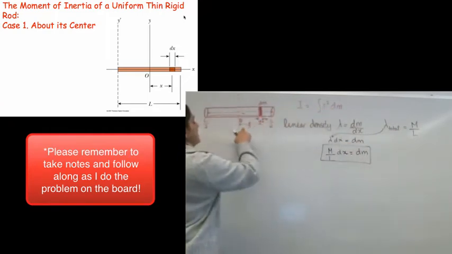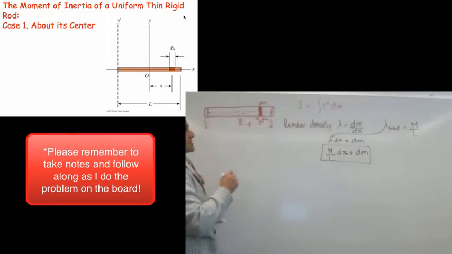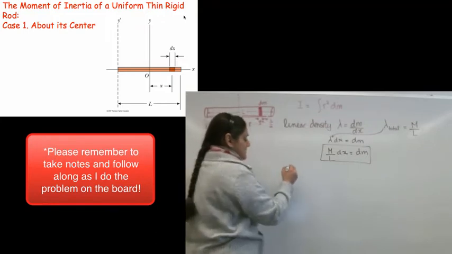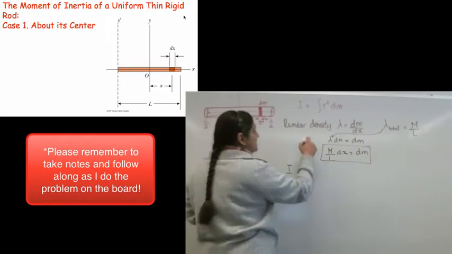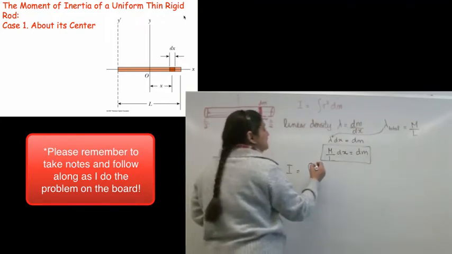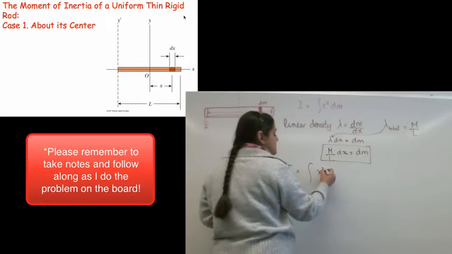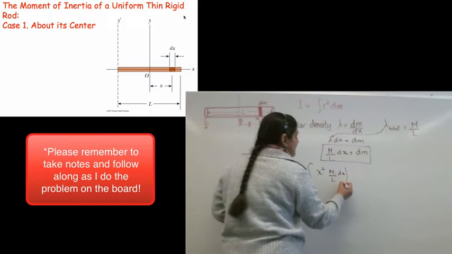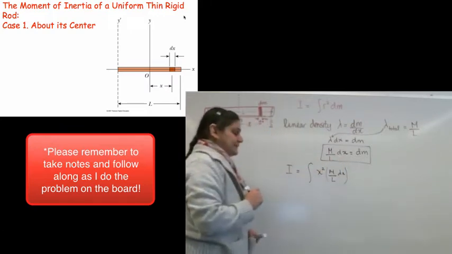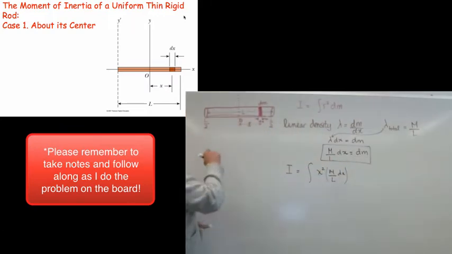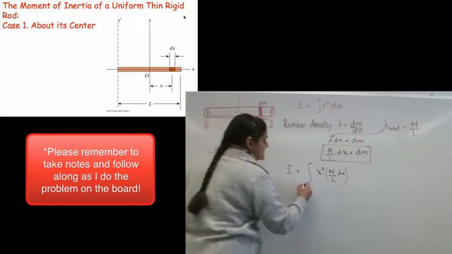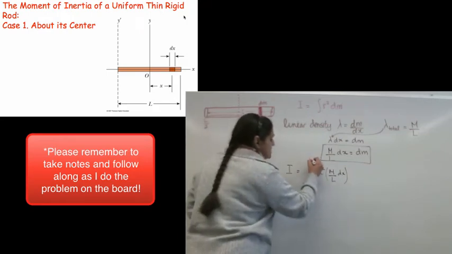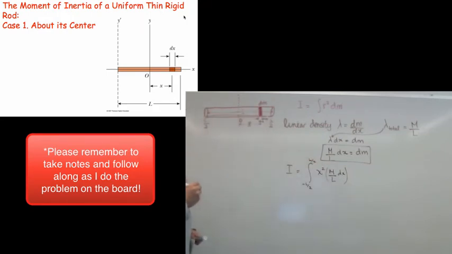And this r will now be replaced by x. So my moment of inertia equation will change from I equals integration of r squared dm to x squared m over L dx, if I place these values in here. And my limit of integration is going to go from minus L by 2 to L by 2.